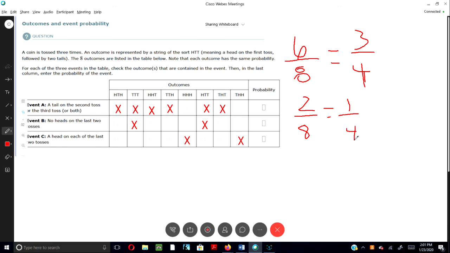Okay, here for event C, that occurred 2 times. So once again, it'll be 2 over 8. And that'll give you 1/4 as well. So that's how you work out outcomes and event probability.